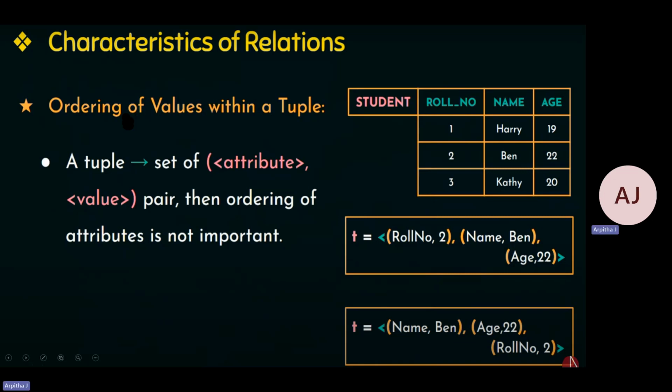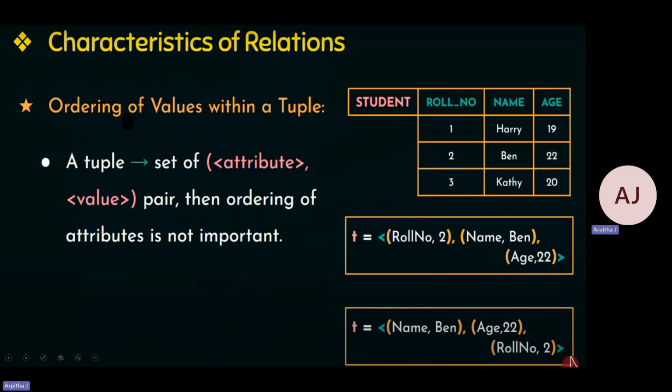So how can you enter this set of attributes along with the value pairs? If you do not want to enter in the ordered list, you can enter it with the set of attributes along with the values. Then the ordering of attributes is not important. So you can enter in two ways. One is in the ordered list, where ordering is important. If you do not want to enter in the ordered list, you have to enter in this way.